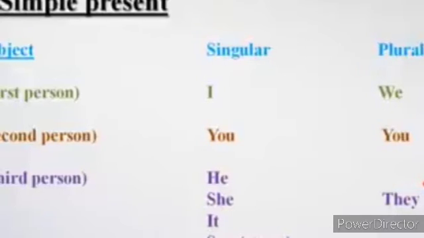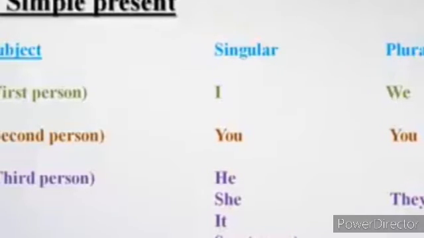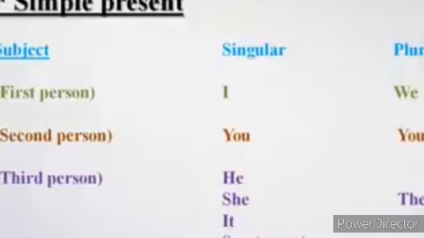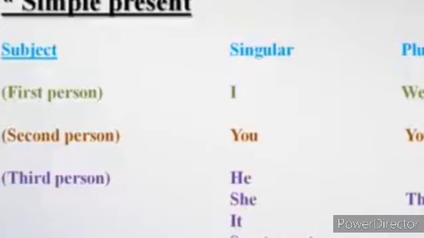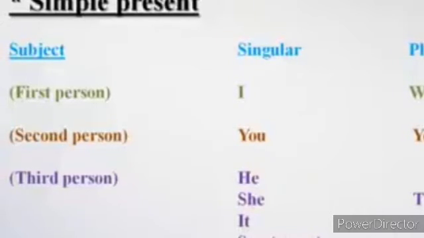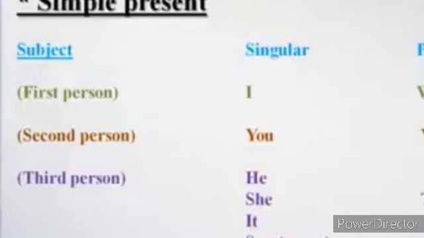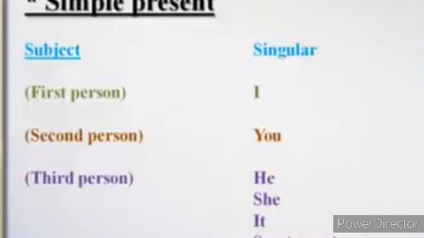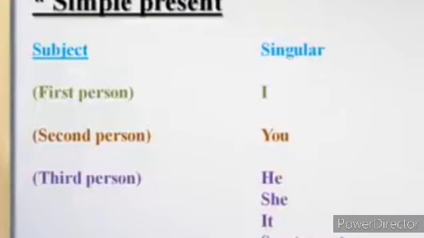So again I will be repeating this. Subject, singular, plural will be there. First person, second person and third person. First person means the one who speaks. Second person, in singular form you will be there and in plural also you will be there. Second person means whom the first person is talking to, and third person is the one we are talking about. In singular we use he, she, it and the name of the person, and in plural we use they. So this is the simple present tense.